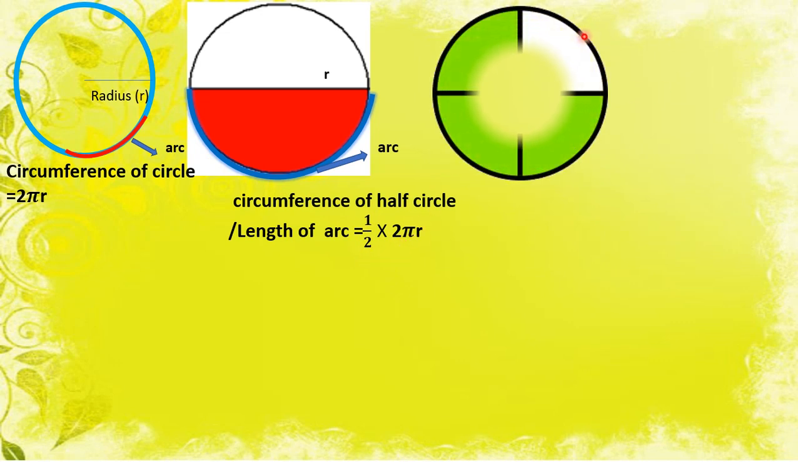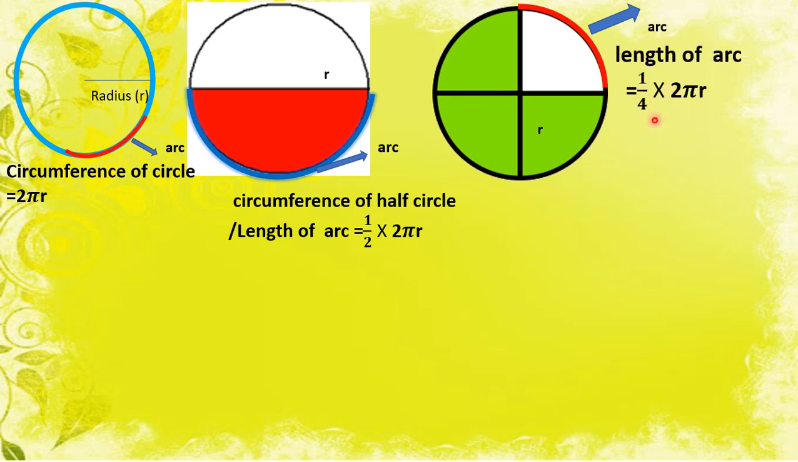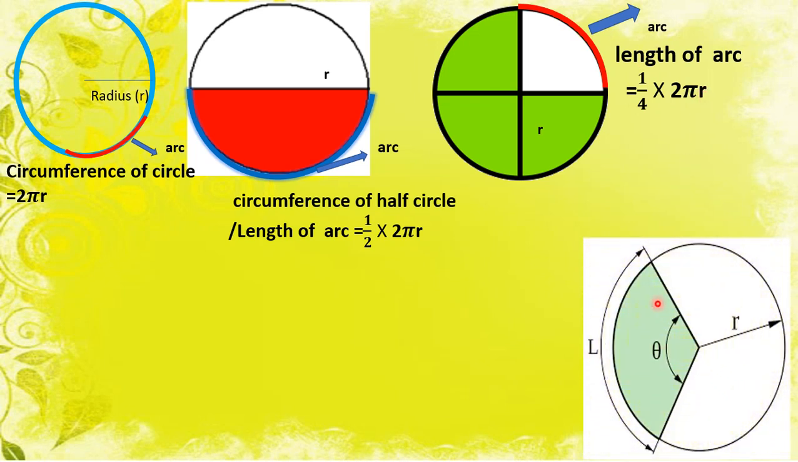Similarly, if we consider the circle divided into 4 equal parts, that is, the boundary of the circle divided into 4 equal arcs, here this is the arc. All the 4 arcs are equal in measure. Now this part, which is the fourth part of the total circumference, has length 1 by 4 into 2 pi r, as it is 1/4 part of the circumference. Now can you guess the length of this arc when it subtends angle theta?